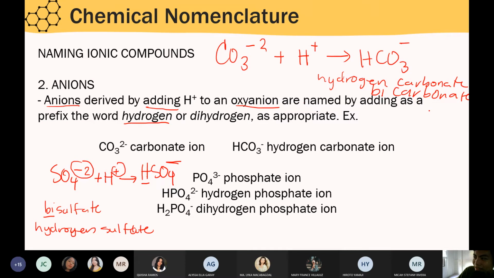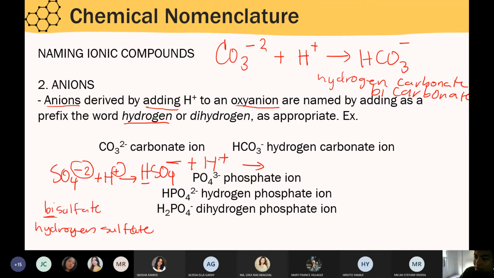So that's why I always write this as bicarbonate, bisulfate, because it's just one hydrogen lang naman eh. And then two letters lang siya. So that's easier to write. Okay? So suppose I want to add another H plus here. Will this rule still hold true?